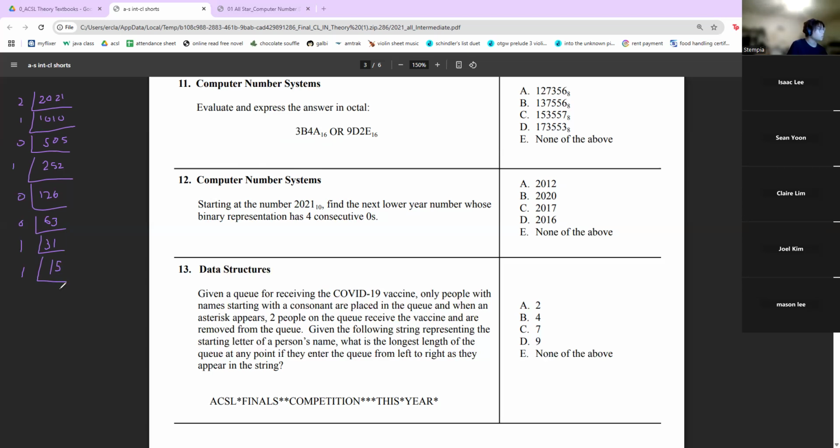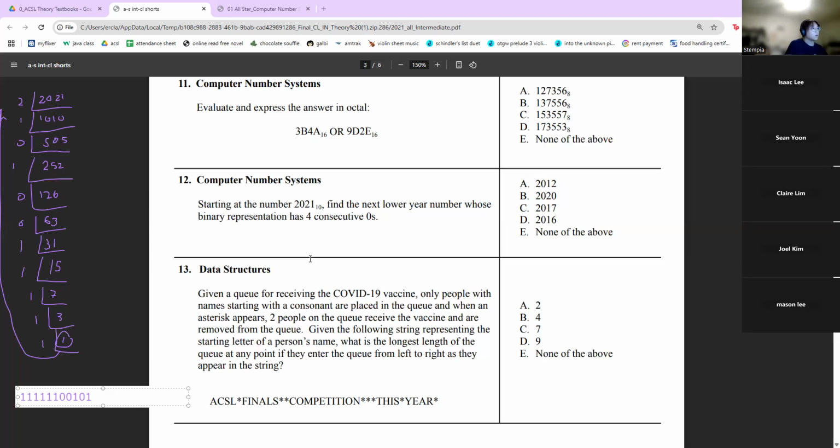15 divided by 2 is going to be 7, remainder 1. 7 divided by 2 is 3, remainder 1. 3 divided by 2 is 1, remainder 1. And then 1 is obviously our binary number that is allowed. So we're going to stop there, and we have our binary number. So we have 6 ones, followed by 2 zeros, 1, 0, 1. This is going to be our binary number.